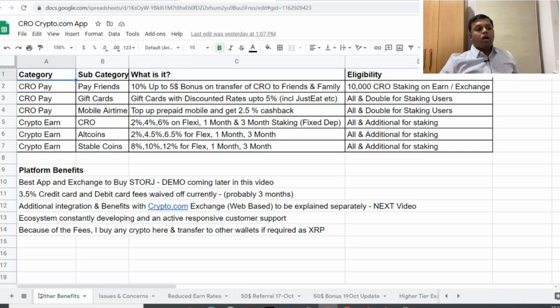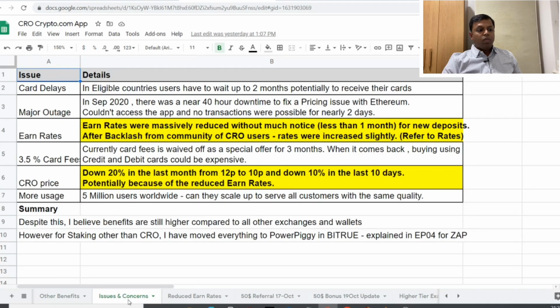So the whole ecosystem is constantly developing, and they're adding new functionalities and adding new benefits. Every couple of months, there's probably a new benefit that's been added, is what I've seen in the entire ecosystem. So that's overall the summary of the benefits.